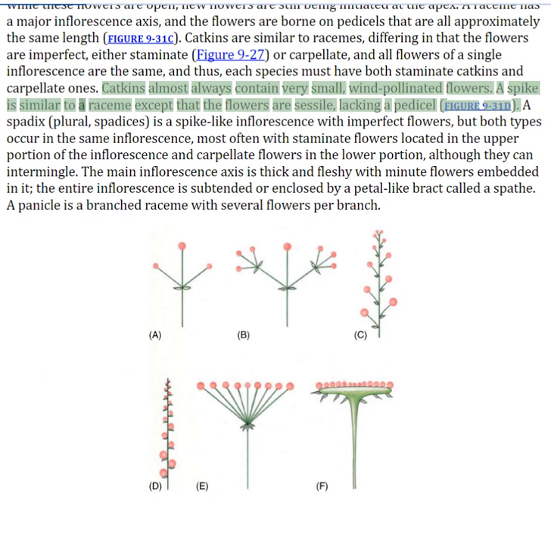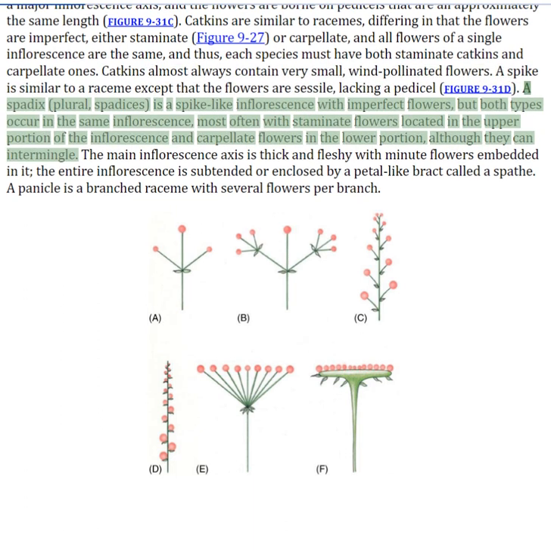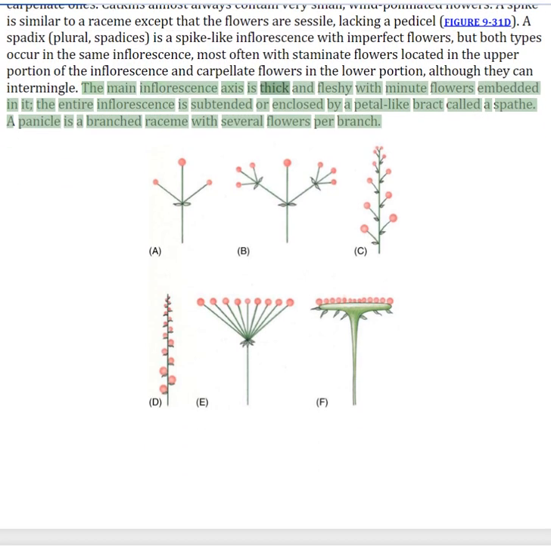A spike is similar to a raceme except that the flowers are sessile, lacking a pedicel. A spadix is a spike-like inflorescence with imperfect flowers, but both types occur in the same inflorescence, most often with staminate flowers located in the upper portion of the inflorescence and carpellate flowers in the lower portion, although they can intermingle. The main inflorescence axis is thick and fleshy with minute flowers embedded in it. The entire inflorescence is subtended or enclosed by a petal-like bract called a spathe. A panicle is a branched raceme with several flowers per branch.